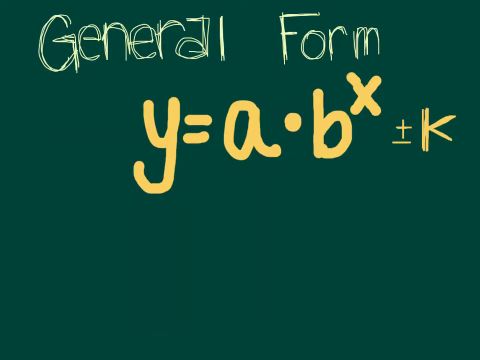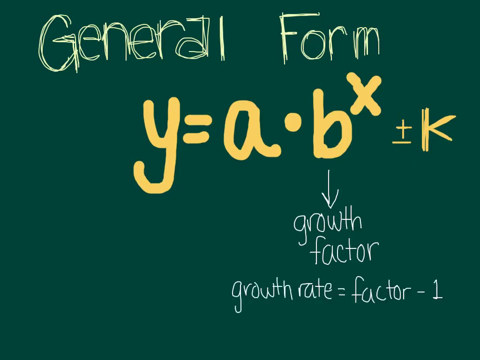The general form of an exponential function is y equals a times b raised to the x, and then plus or minus k. I'll explain what each of these letters means. I'll start with b. B is what's called the growth factor. B is going to determine how quickly or slowly the function grows. Growth factor should not be confused with the growth rate. The growth rate is actually going to be the growth factor minus 1.